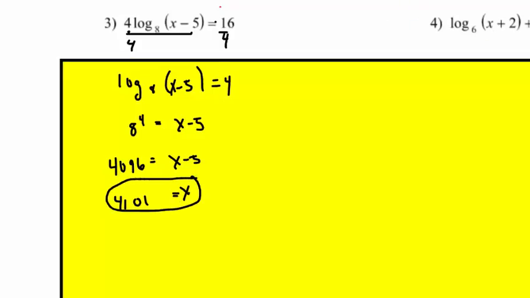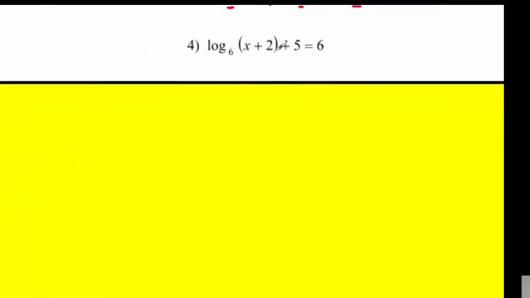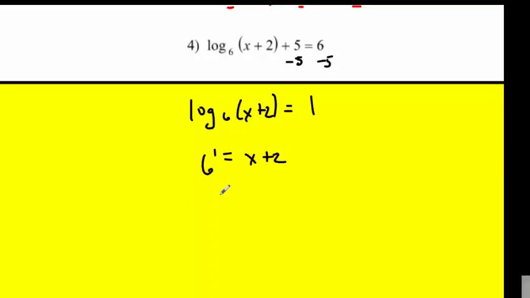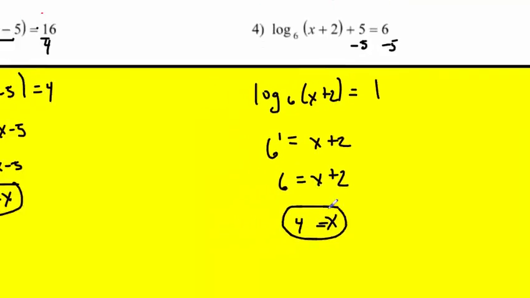All right, similar type problem here on 4, except I have this 5 that's not really tied to this log function. So the very first thing I can do is subtract 5 from both sides. And now I have log base 6 of x plus 2 equals 1. And now I have a log function. So this just means 6 to the first power equals x plus 2. And therefore I get 6 equals x plus 2. And x would simply equal 4.